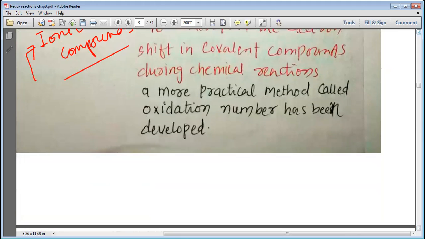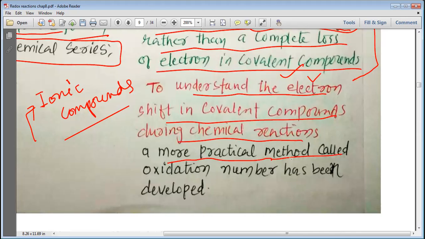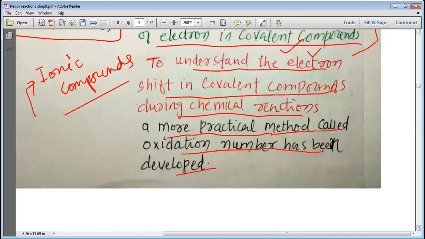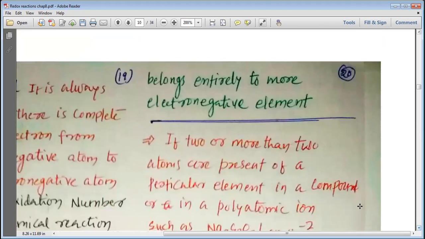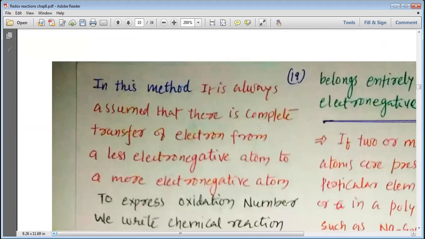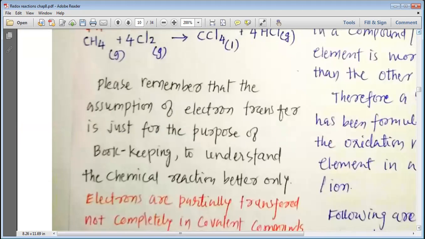To understand the electron shift in covalent compounds during chemical reactions, a more practical method called oxidation number has been developed. Now please remember that this oxidation number has been developed just to understand the position of the covalent compound, or to understand how these various redox reactions take place involving covalent compounds.